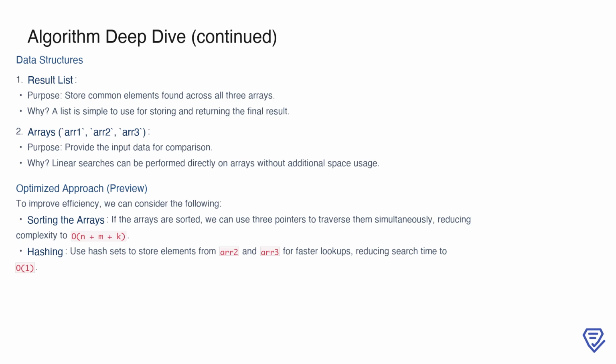Another optimization leverages hashing. By storing elements of ARR2 and ARR3 in hash sets, we can achieve constant time lookups, reducing the search time for each element of ARR1. Both of these methods are much more efficient and address the limitations of the brute force approach while leveraging the structure of the data more effectively.